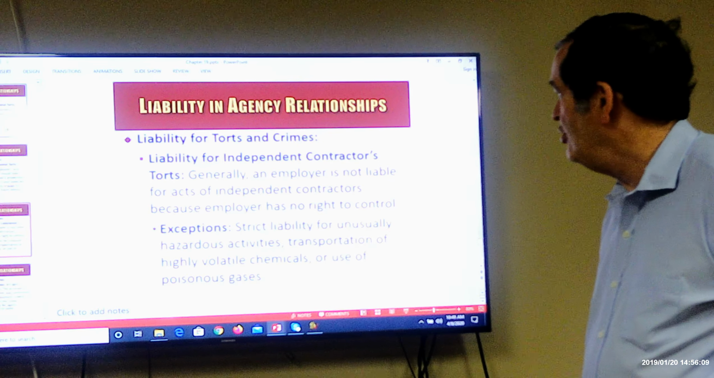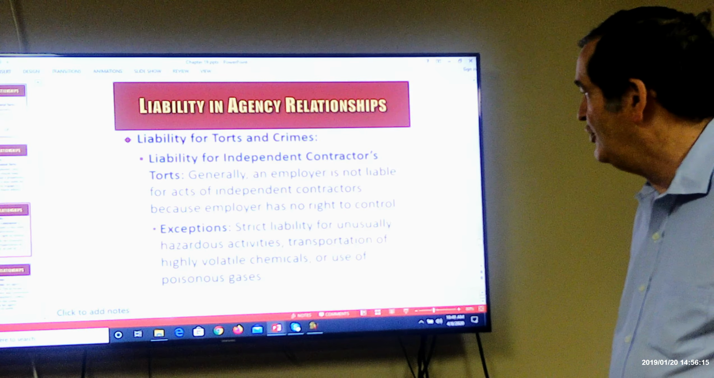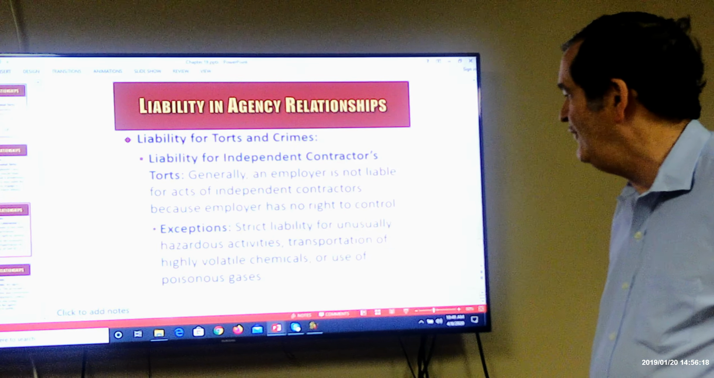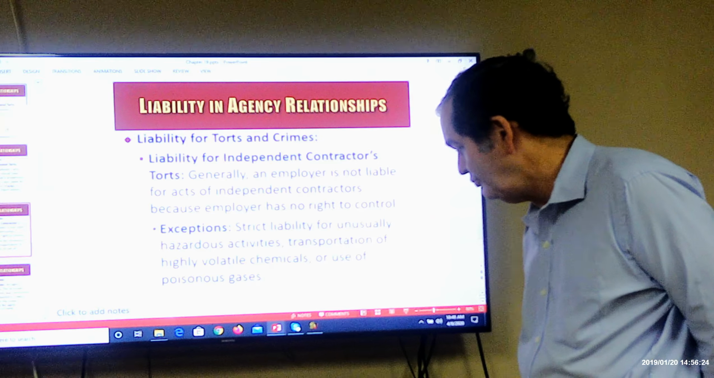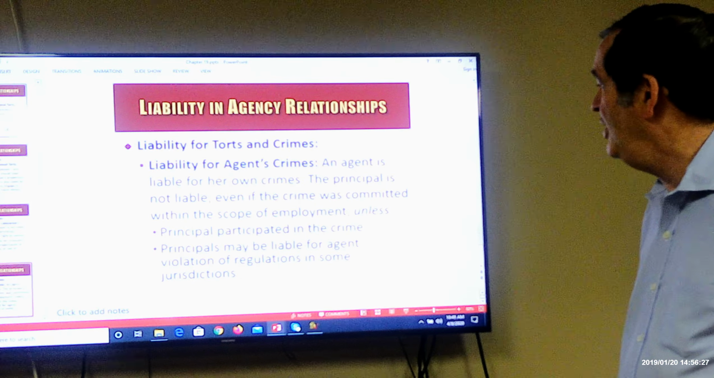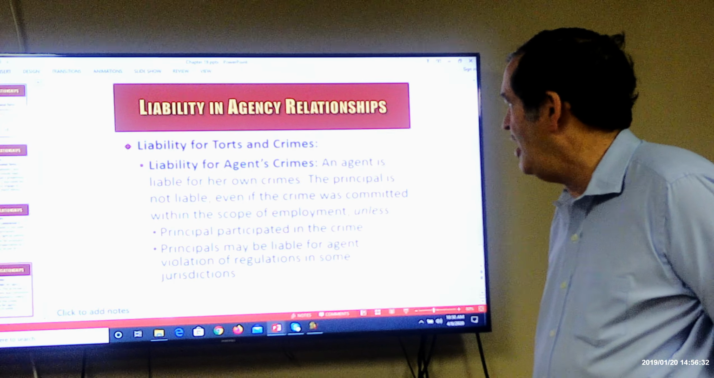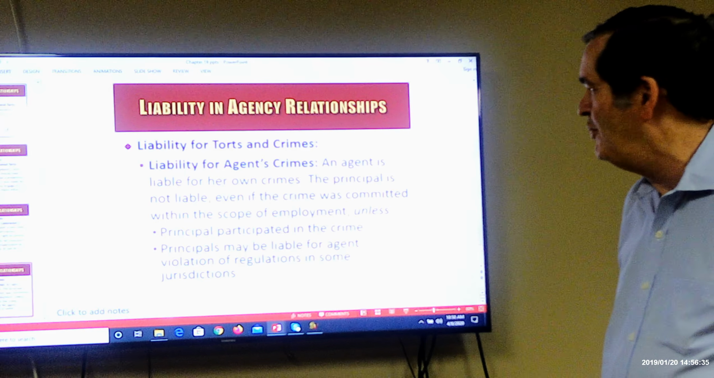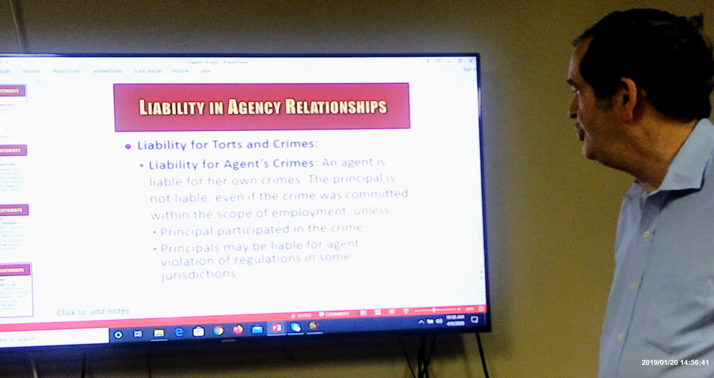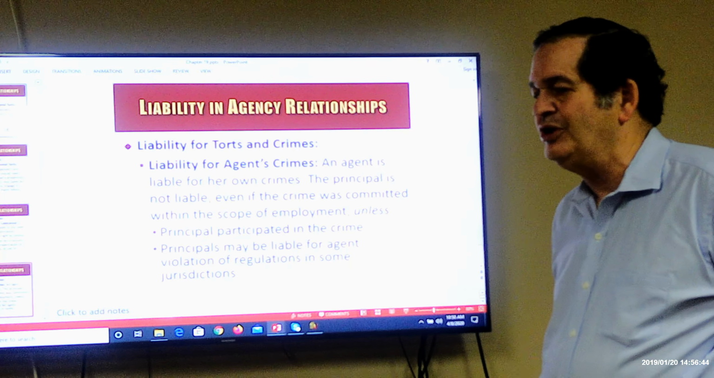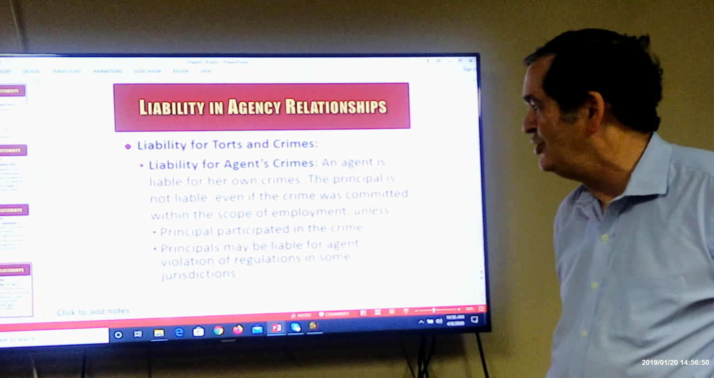Alright, so generally an employer is not liable for acts of independent contractors because of the lack of control. Exceptions include hazardous activities, transportation of highly volatile chemicals, or poisonous gas. Okay, an agent is liable for his or her own crimes. The principal is not liable even if the crime was committed within the scope of employment, unless the principal participated in the crime, or the principal may be liable in some situations if the nature of the crime is a regulation as opposed to a statute.